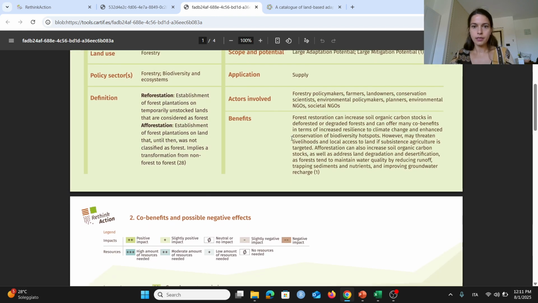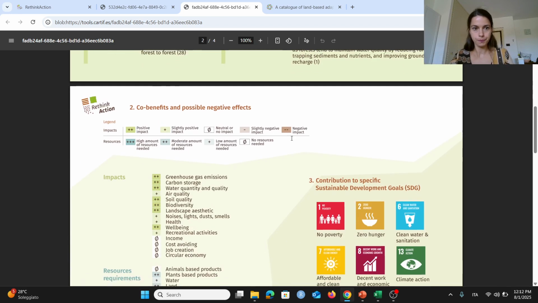We can learn that forest restoration can increase soil organic carbon stocks, that they offer co-benefits in terms of increased resilience to climate change and enhanced conservation of biodiversity hotspots. We can also learn that it can threaten livelihoods and local access to land if subsistence agriculture is targeted. Afforestation can also increase soil organic carbon stocks, as well as addressing land degradation and desertification. So, a list of benefits, but we also try to highlight some potential issues there.